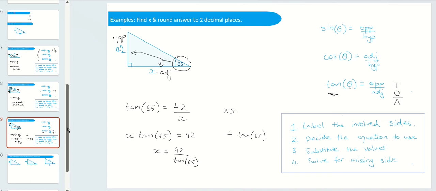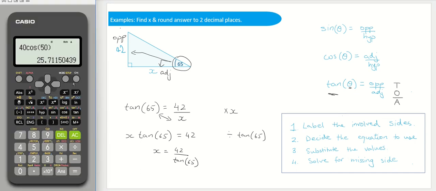And what you would have noticed is after we do these 2 steps, the x and the tan 65 have basically swapped places. So anytime you have an unknown in the denominator, you can swap it with the answer on the other side. Right, so let's put that in the calculator now. So we are going to do 42 divided by tan 65.